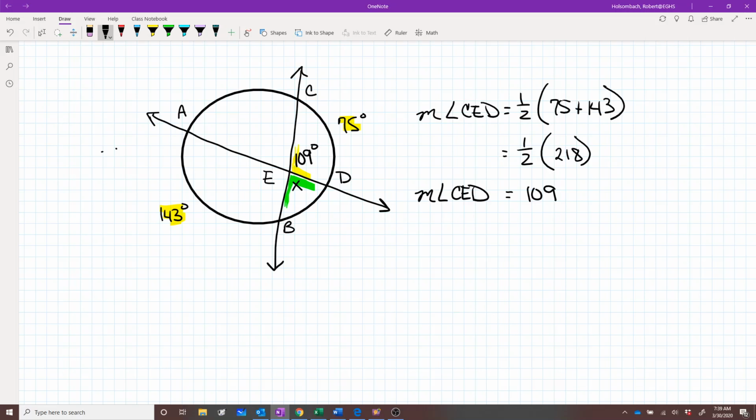So the measure of angle CEB is going to be equal to 180 minus 109. And 180 minus 109 is 71 degrees.